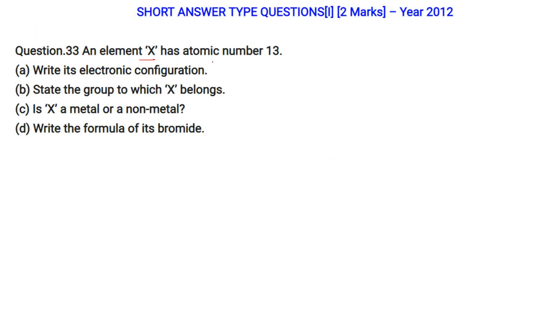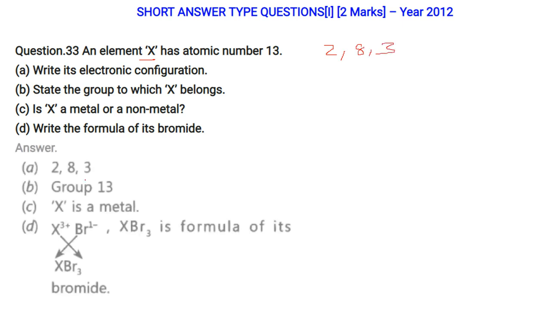An element X has atomic number 13, so the electronic configuration will be 2, 8, 3. State the group to which X belongs. It belongs to group 13. Now, is X a metal or non-metal? It is able to give 3 electrons, so X is a metal.